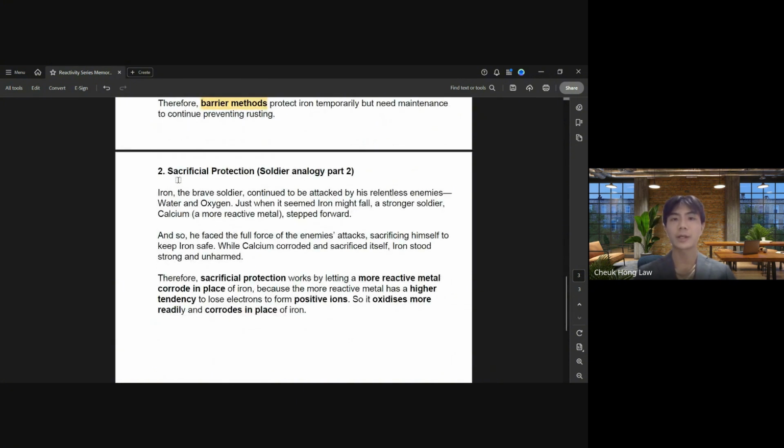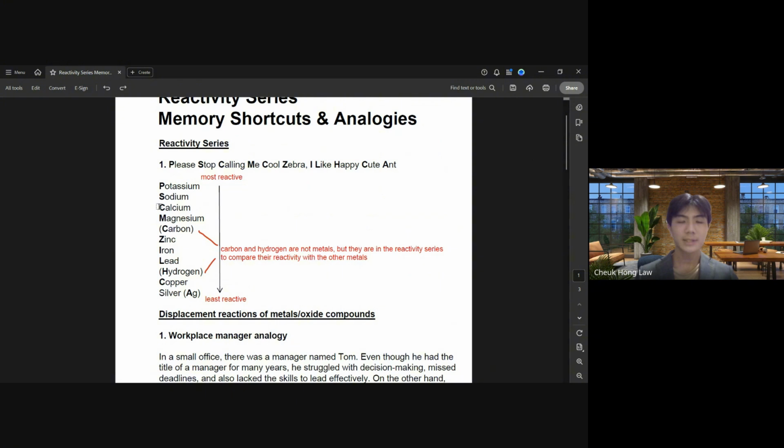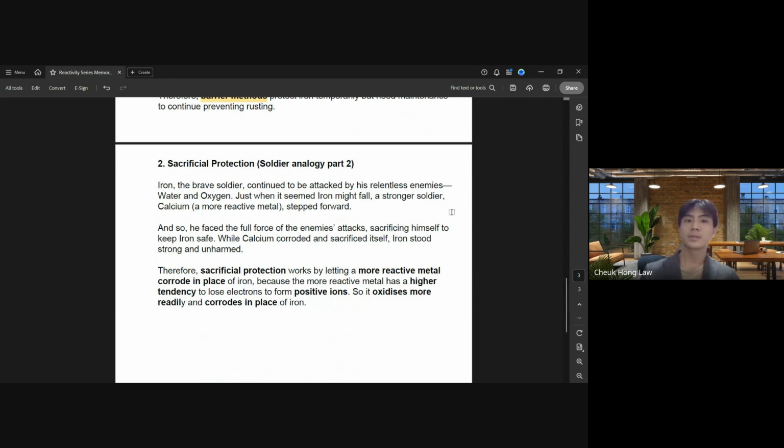Then for sacrificial protection, this is part 2 of the soldier analogy. Iron, right, who is the brave soldier, continues to be attacked by his enemies, water and oxygen. And just when it seemed iron might fall, a stronger soldier, who is calcium, stepped forward. Based on the reactivity series, calcium is actually more reactive than iron. So calcium is the one that faced the full force of the enemy's attack, and he sacrificed himself to keep iron safe. So while calcium corroded and sacrificed itself, iron stood strong and unharmed.